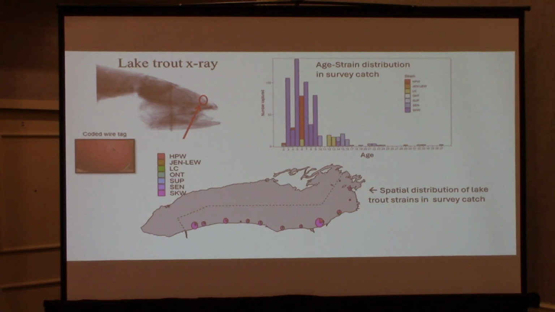I talked about coded wire tags, just for those of you who aren't familiar. They're shown here on the finger. There's no way you can see that from the back of the room, but they're smaller than a grain of rice, and they're inserted in the snout of a lake trout prior to stocking. It has a little number on it, and once we catch the fish, we can use a magnet to detect it, then read it and link it with all the stocking information, so we can get age and strain composition throughout the lake, and know where it was stocked and when.